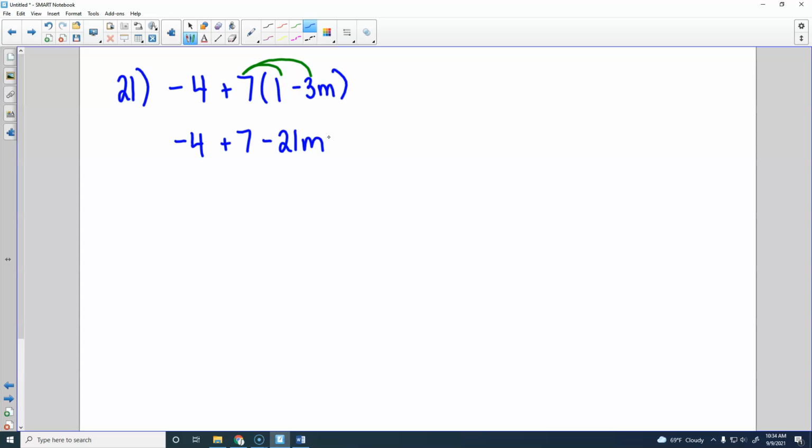So now, Vince, do I have anything that I can combine? Anything that can go together here? I cannot put anything with this m right here. It's the only one. But what about this negative 4 and the positive 7? Can I put those together? Okay, what will I get whenever I do that? It's going to be positive because that 7 is bigger. Positive 3 minus 21m.